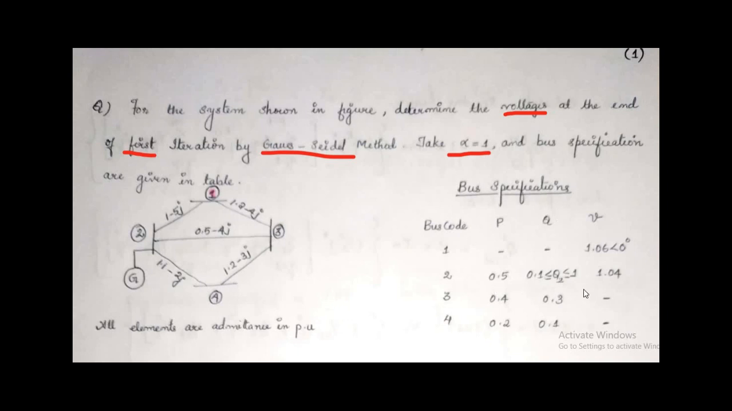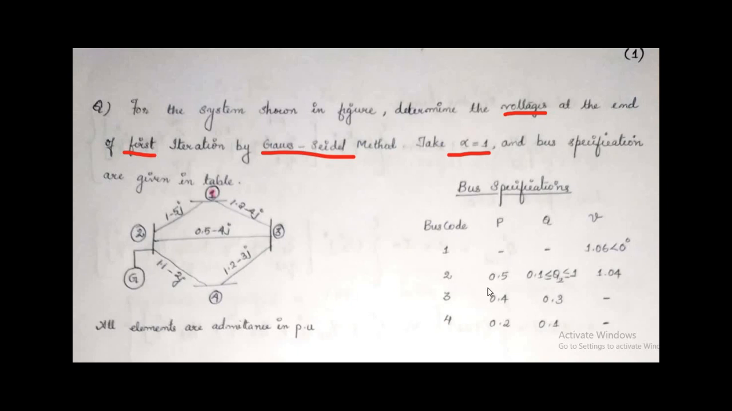Okay, so here is our question. Bus specification is also given. So before proceeding to its solution, we should clearly understand which all are these buses. Yes, let's work it out. Bus number 1. Active power is not specified, reactive power is not specified, whereas magnitude of the voltage and the angle of voltage is specified. So what type of bus it could be? Yes, it could be slack bus.